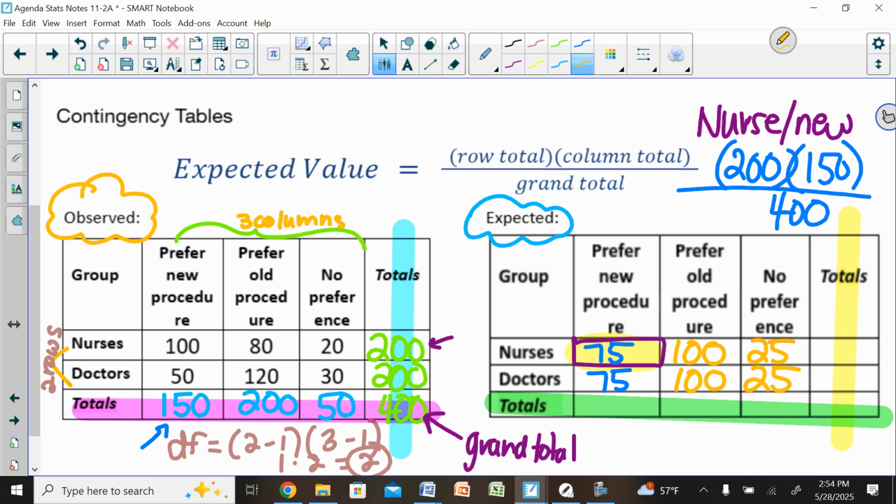I really didn't need to keep the totals columns over here, but we can double check. There still should be the same number of people who prefer the new procedure, and the same number of doctors who were surveyed, even for our expected. So it's kind of just a built-in double check. I don't typically fill these in because that just seems like more work. So that's what we're going to need when we do our chi-square test statistic, observed minus expected squared over expected. But we needed to know how to calculate that before we did anything.